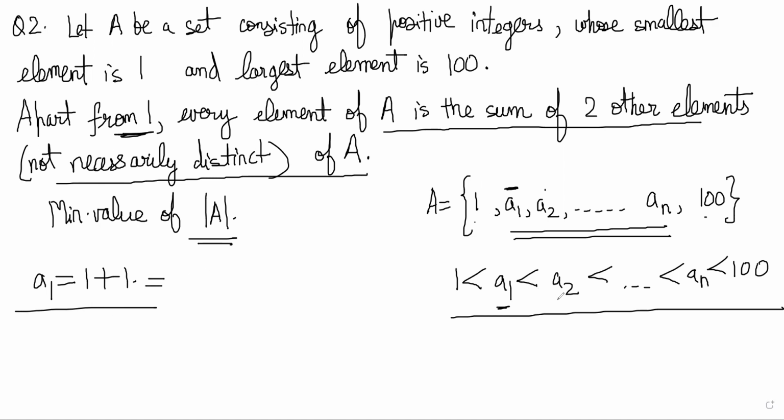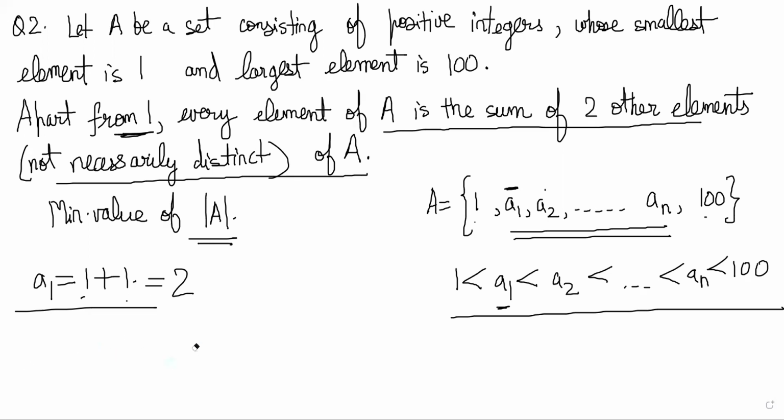Otherwise it cannot be, obviously, A1 cannot be A2 plus 1, because A1 is less than A2, right? So A1 has to be 1 plus 1. So A1 must be 2, correct? We can similarly think about other elements, but for A2, if you start thinking like that, you could have 2 choices. It could be 1 plus 2, or 2 plus 2.